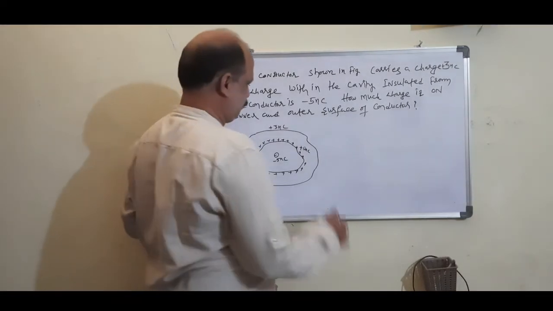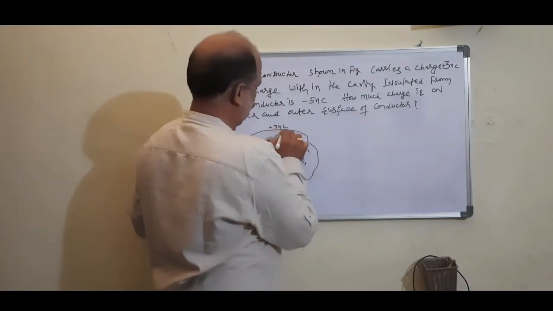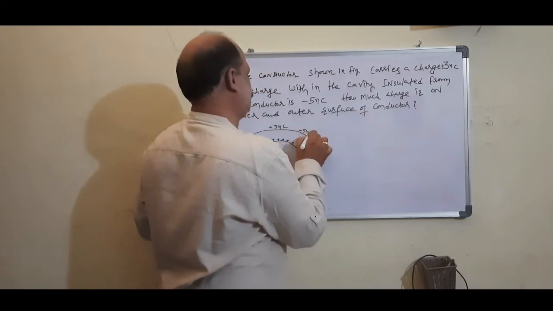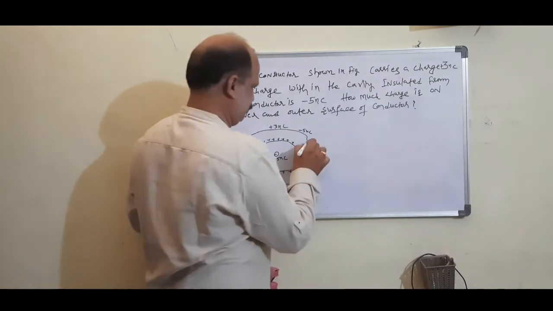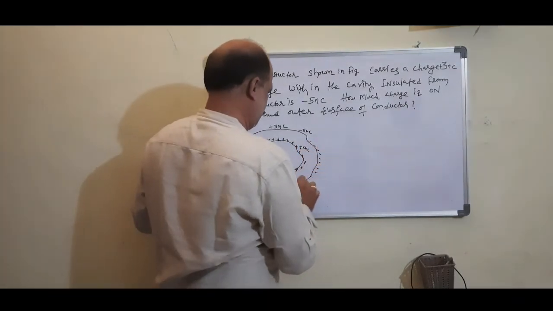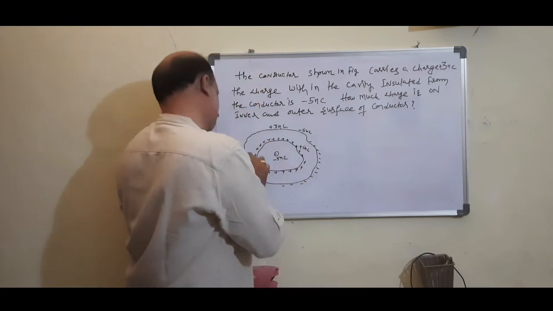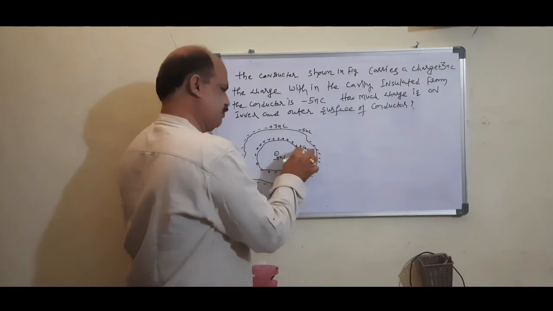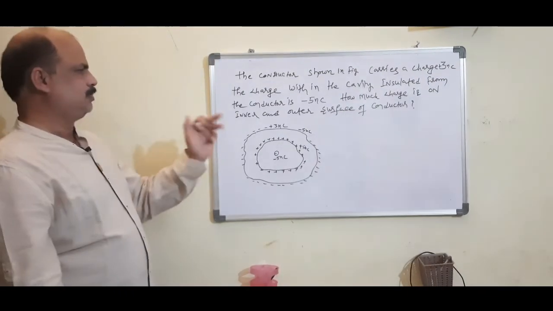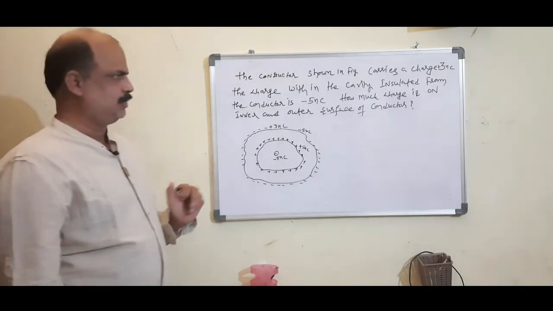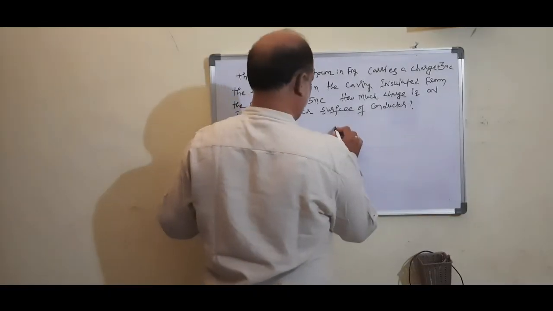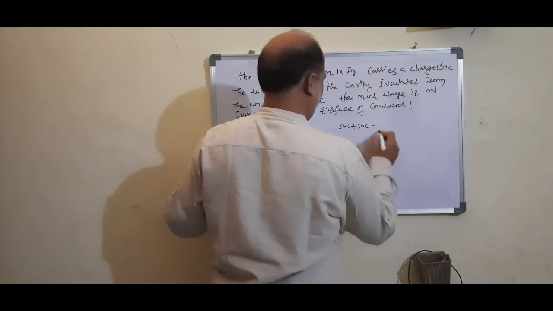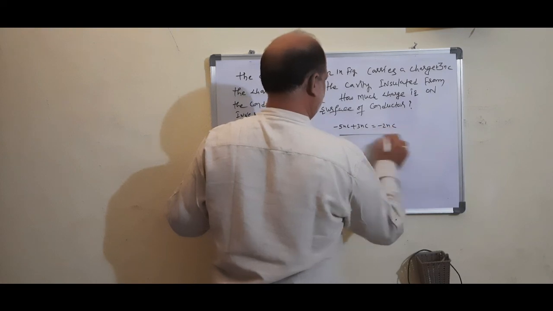Tell me, what is the charge induced on the outer surface? Minus 5 nanocoulombs. Minus 5 nanocoulombs of charge is induced due to this plus 5 nanocoulombs. So, what is the total charge present on the outer surface of the conductor? Minus 5 nanocoulombs plus 3 nanocoulombs is equal to how much? Minus 2 nanocoulombs. This is our answer.